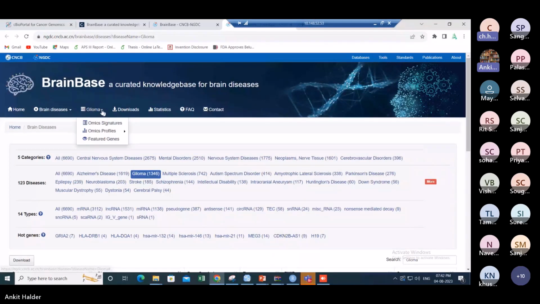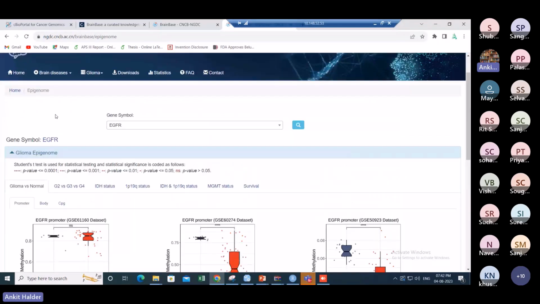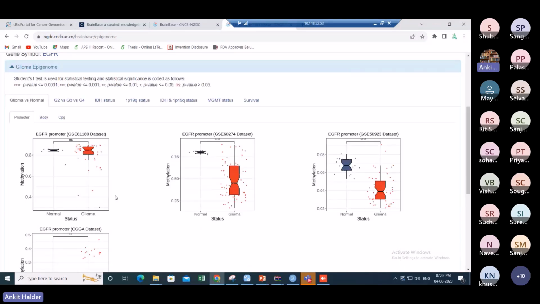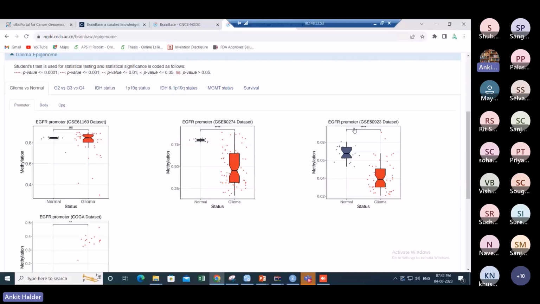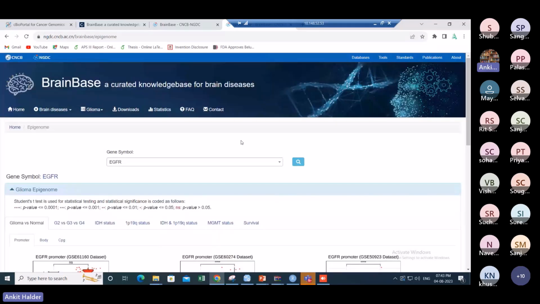If you go for the omics signature or omics profiles, for the genome, transcriptome, epigenome, you can find out. Here you can see the gene symbol at epigenome, glioma versus normal. What is the EGFR promoter region? What are the other data sets, and how do they look in the promoter data sets? This also gives you a visualization of a particular disease or data set. So this is another curated knowledge base for brain disease, mostly for glioma and its visualization.